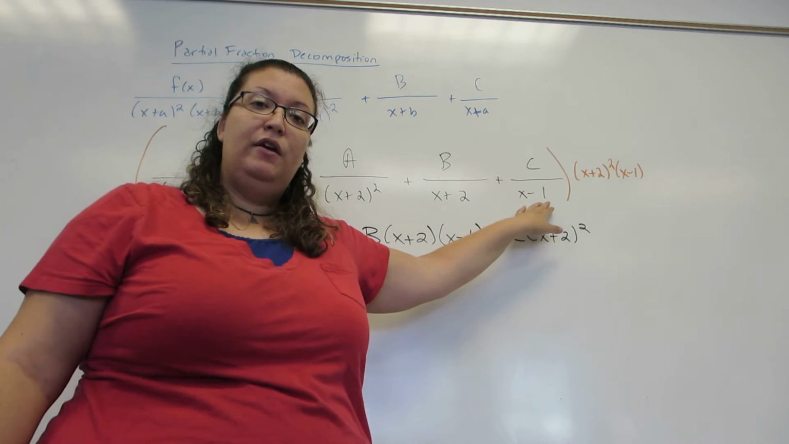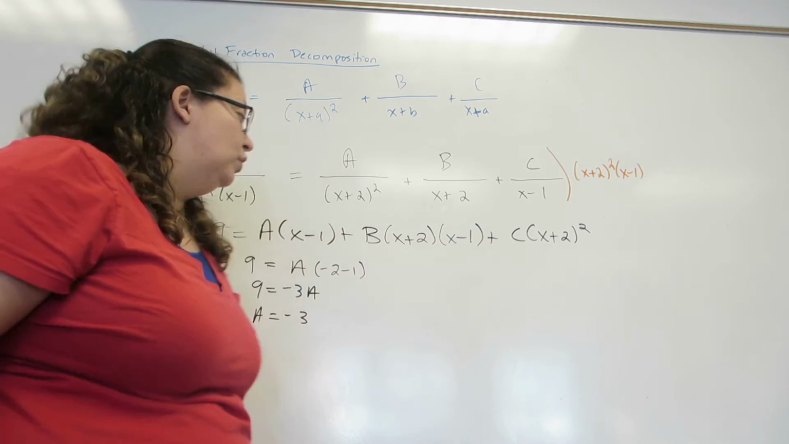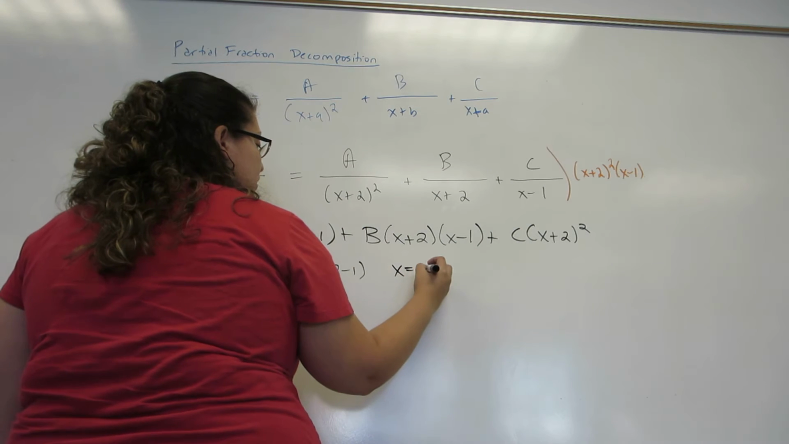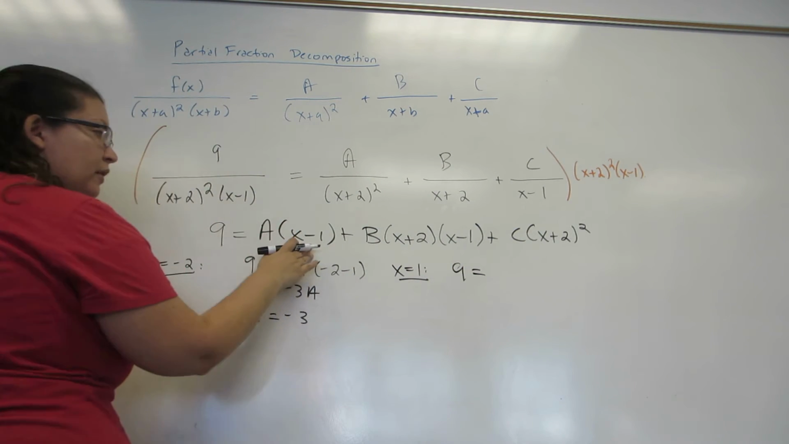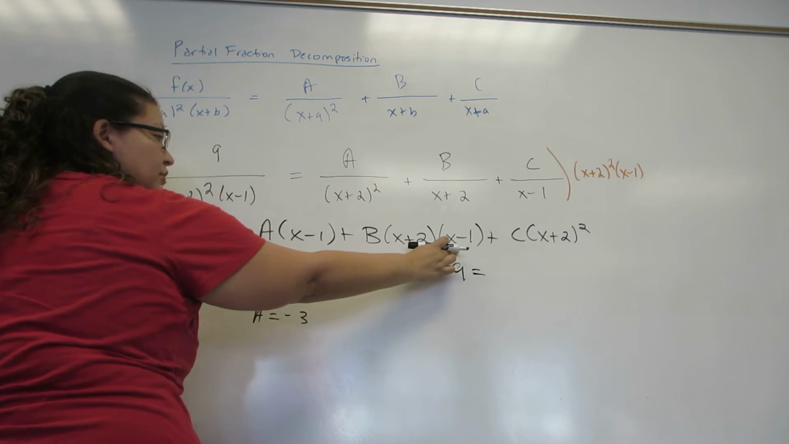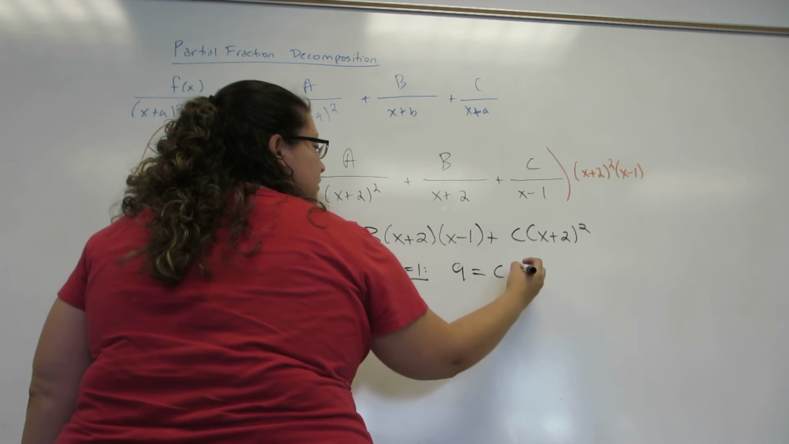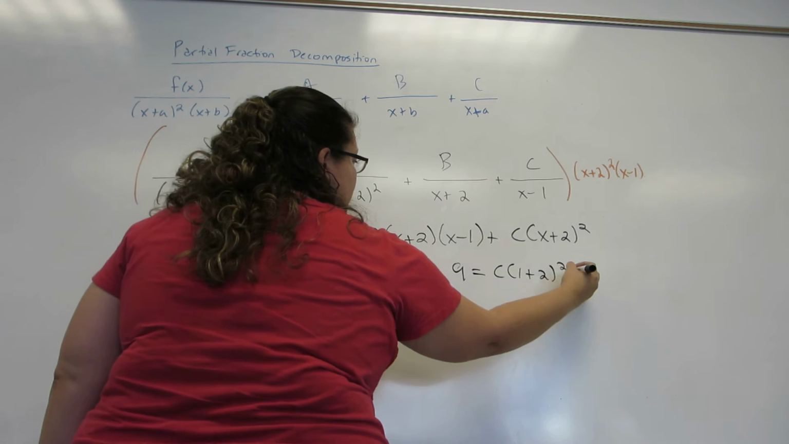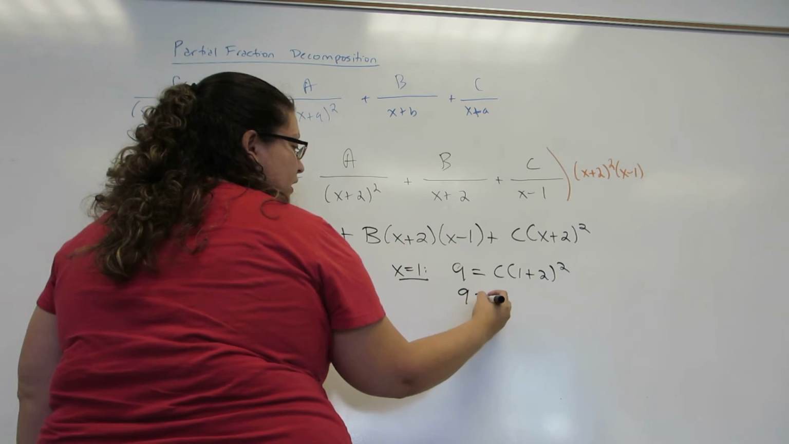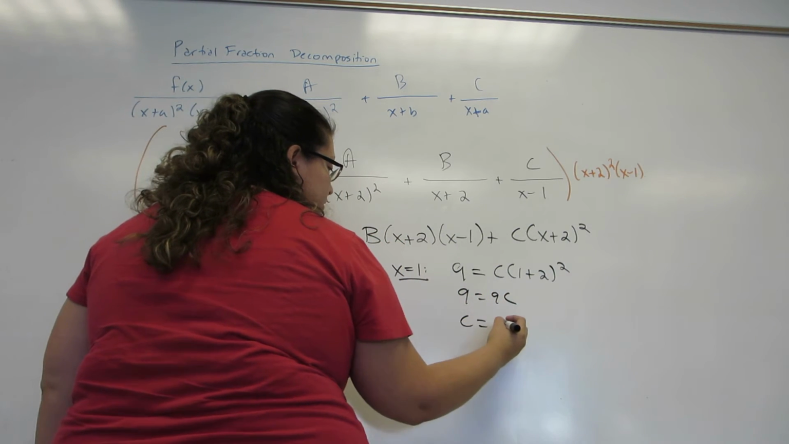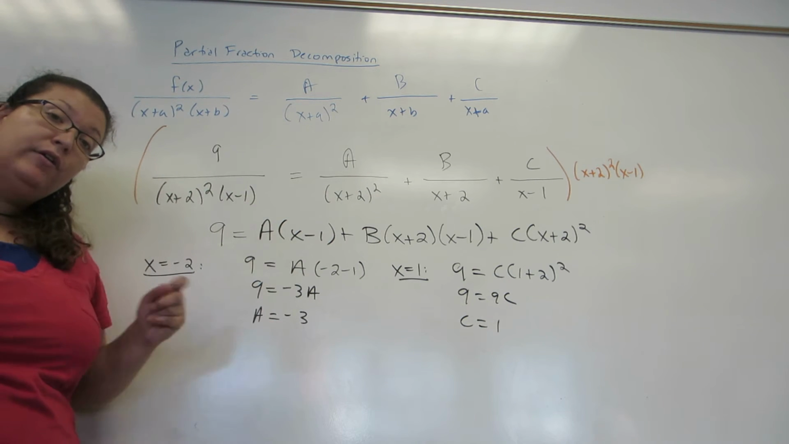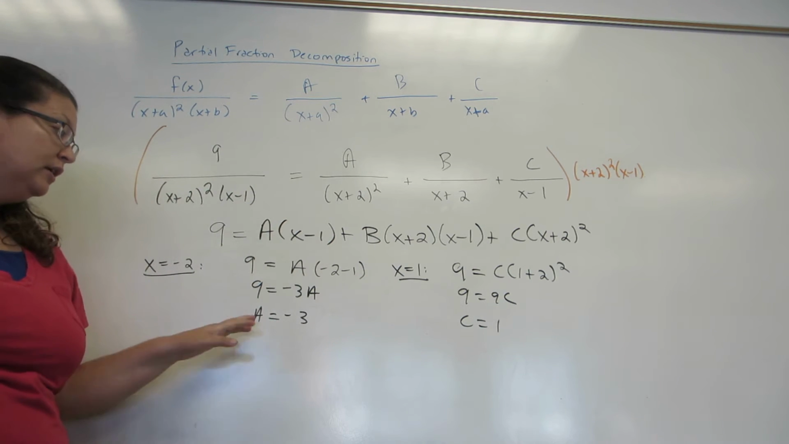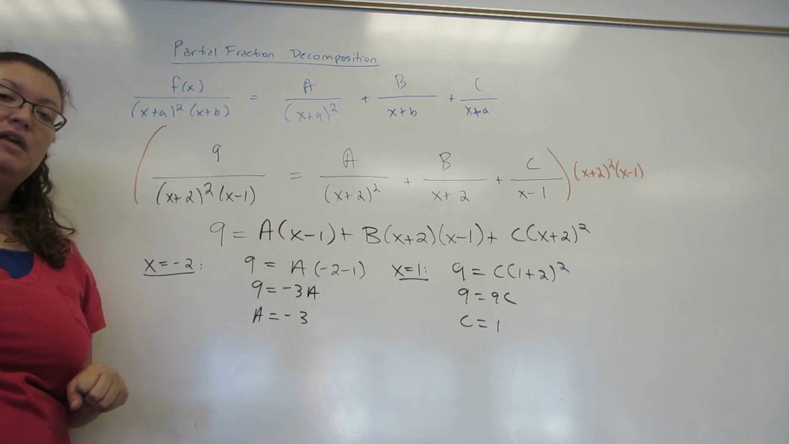The number that will make my third denominator 0 is 1, so I'm going to plug in x equals 1. I get 9 equals, this term is 0, this term is 0, and C times (1 + 2)². So this is 9 equals 9C, or C equals 1. Well, now we have a problem. I've run out of things to plug in for x, and yet I still don't know what B is.